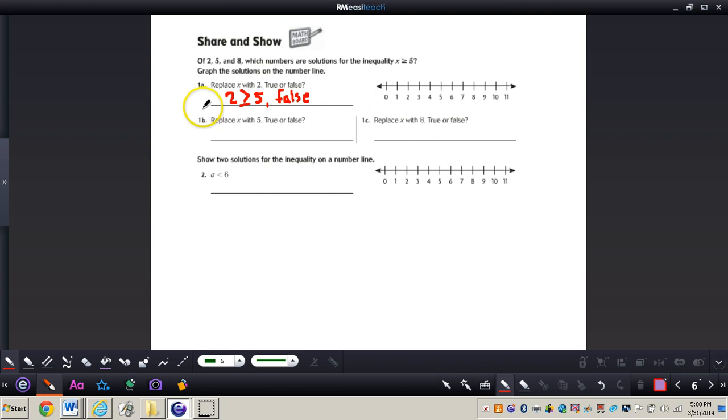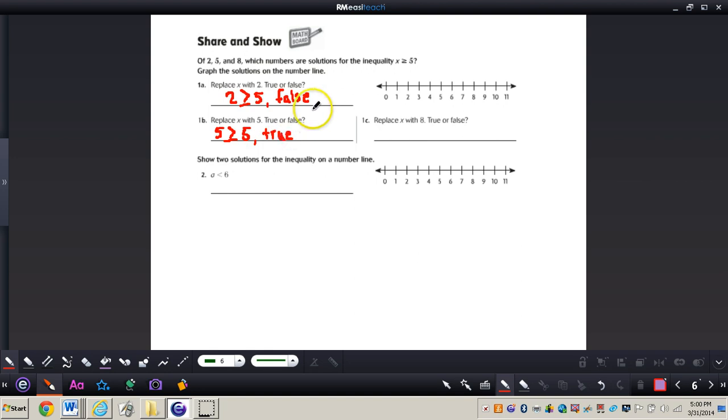All right, now for B, replace x with 5. Is that true or false? In other words, is 5 greater than or equal to 5? Pretty obvious there. That is true.